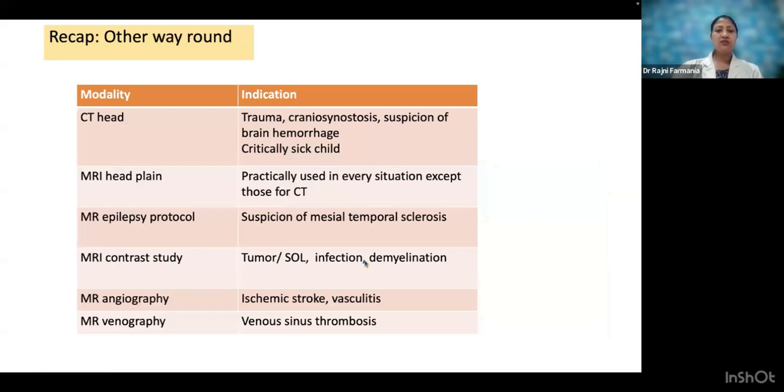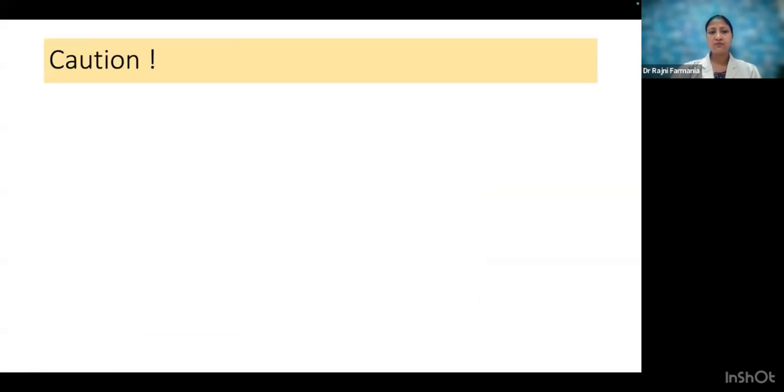Now, again, just recapitulating: CT scan for trauma, craniosynostosis, hemorrhage, and the sick child. MRI in practically every situation where CT scan is not required. Epilepsy protocol when you suspect a case of MTS. Contrast study for infection, demyelination, tumor, SOL. Angiography if vascular phenomena are suspected, venography if you are suspecting any venous pathology.